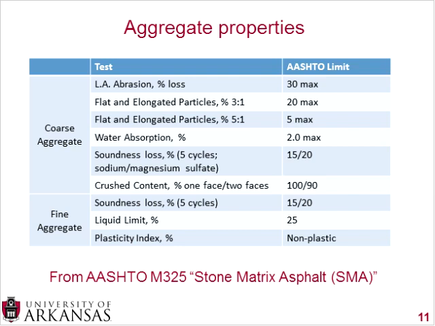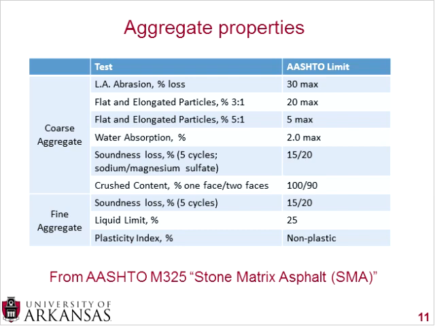You also have some soundness loss requirements. You can run the soundness loss test for 5 cycles. They have limits for both the sodium sulfate test and the magnesium sulfate test. When you run this test, you can use either one of those, either the sodium or the magnesium sulfate. If you use the sodium in the soundness test, you have a 15% limit, and if you use the magnesium sulfate, you have a 20% limit.